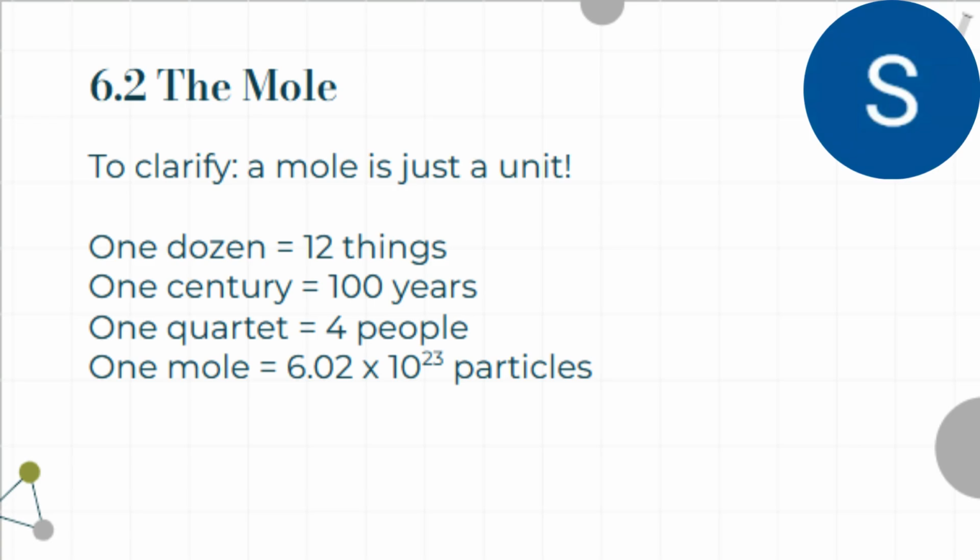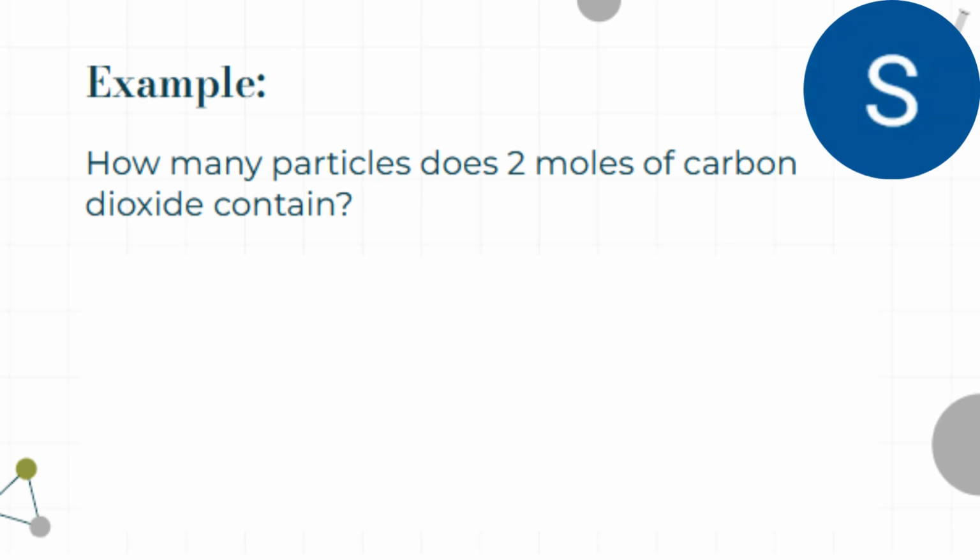Again, to clarify, a mole is just a unit. Just like saying 1 dozen is equal to 12 things or 1 century is equal to 100 years, a mole represents an amount of something, and in this case, the amount of something is particles. The important note to remember is that a mole is equal to 6.02 times 10 to the power of 23 particles.